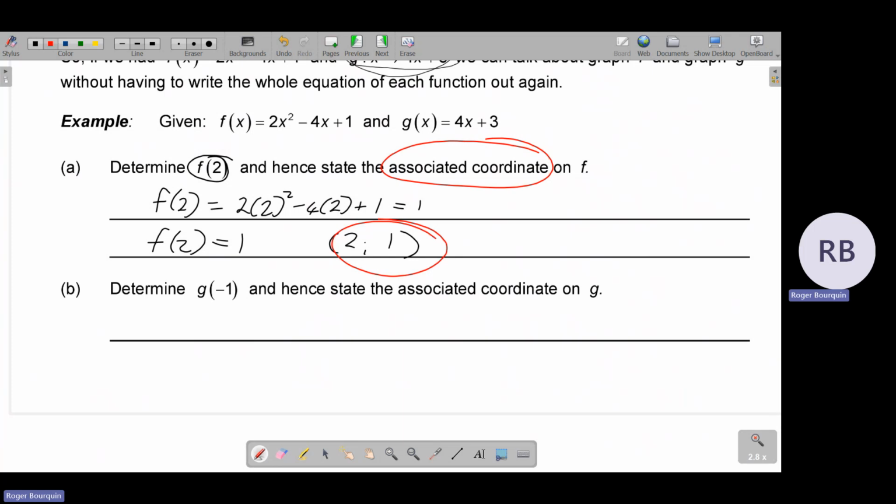Right, g of negative 1. How do I work out g of negative 1? g of negative 1 equals 4 open brackets minus 1 plus 3, which gives you? Which gives me negative 1. Good. So Gabby, what's the point on this graph? Negative 1, negative 1. Good. When x is negative 1, y is negative 1. Okay. Are we good, guys?